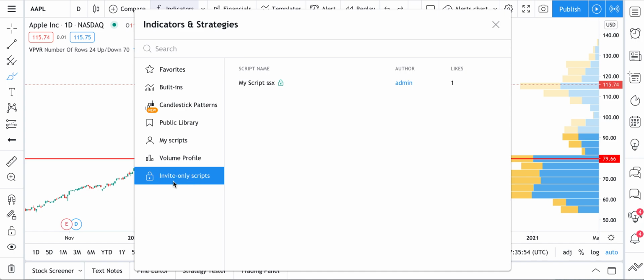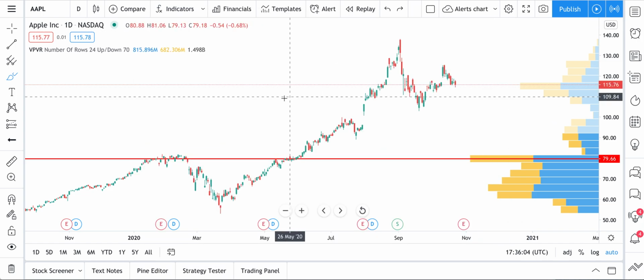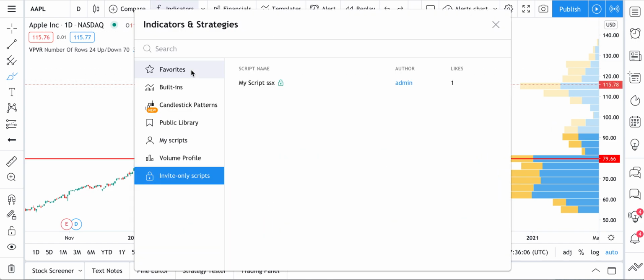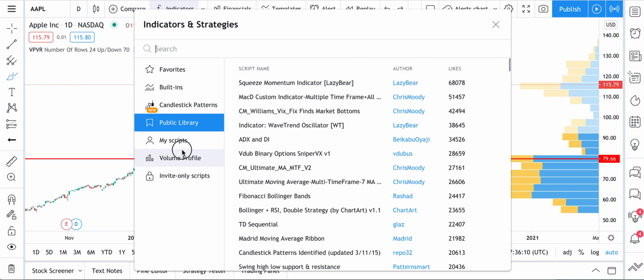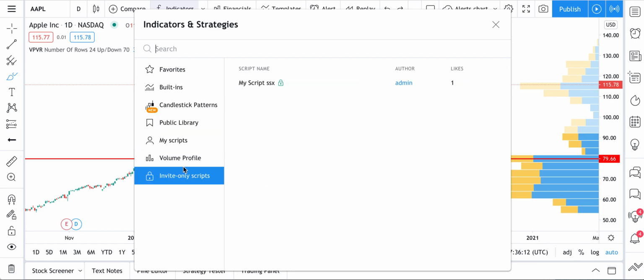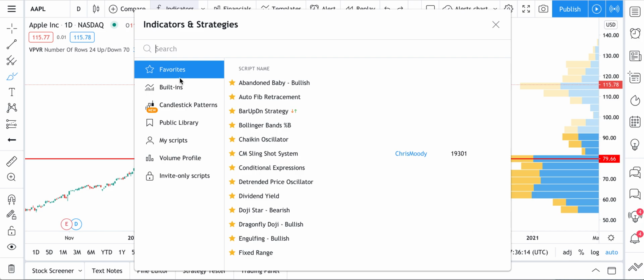And if people have invited you to these scripts, you'll see them here, and you can use them from this part of the menu. So we hope that this walkthrough helped and that we went through strategies and indicators on TradingView. Most importantly, we just wanted to show you all of the options to you in this menu.